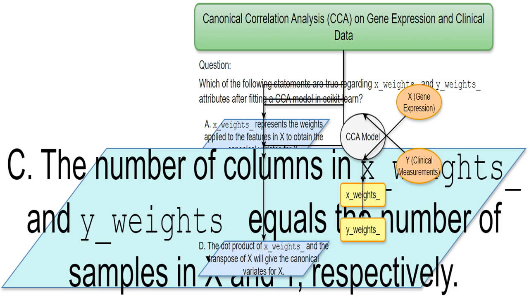This is incorrect. The number of columns in X_weights_ and Y_weights_ match the number of features, not samples, in X and Y, respectively. The number of rows would be the number of canonical components computed.